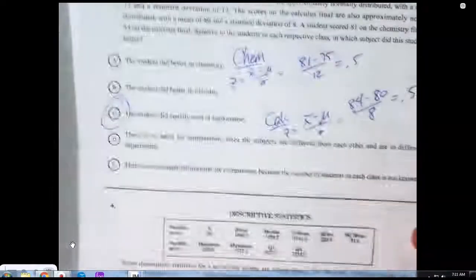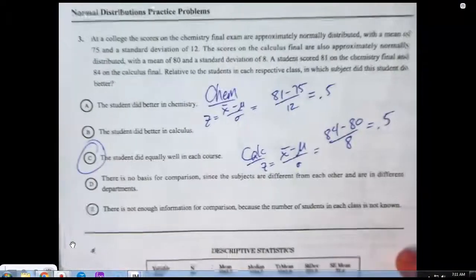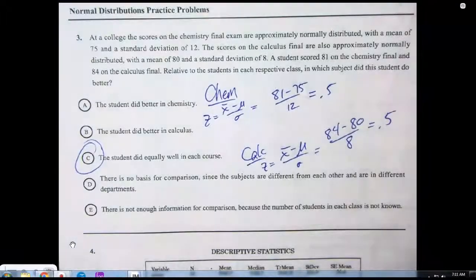Number 3, so they're trying to get you to compare how a student did in Chem and Calc. Because the means are different, you can't just look at it and say, well, they got an 84 and they got an 81, so they did better. That's not necessarily true when you compare it to the average. So if we start comparing to the average, let's get a z-score, and we find out they're both 0.5, so they both did equally as well relative to the other students in the class.